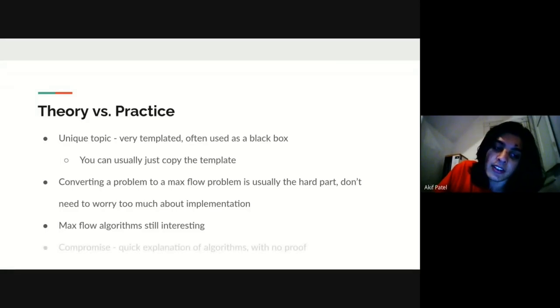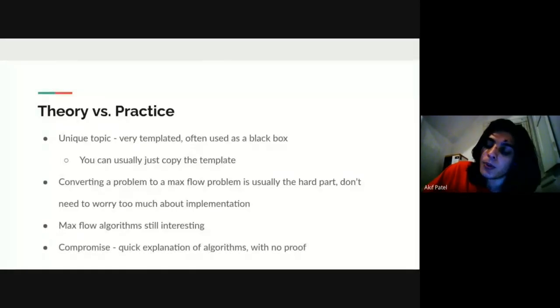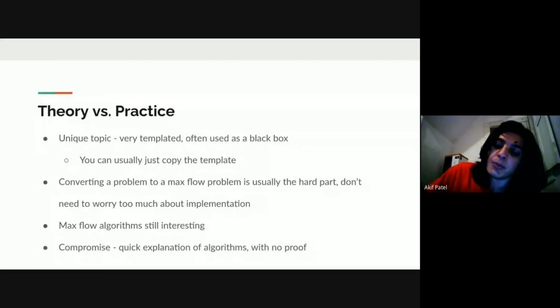So in this presentation, I'll do a compromise where we'll give a quick explanation of one of the basic algorithms and some basic ideas behind them, with no proofs or anything. And then we're going to move on to the actual applicable part.